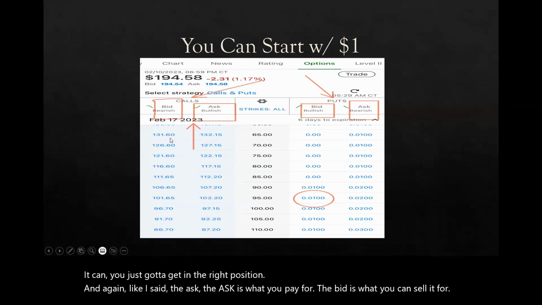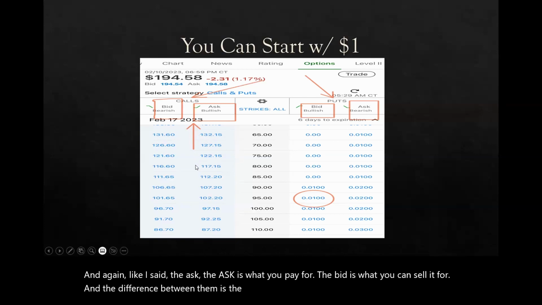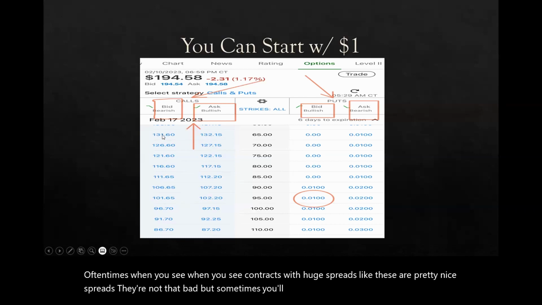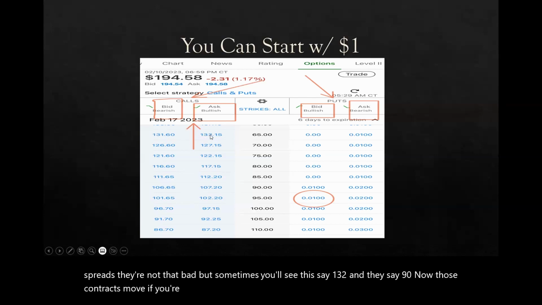And the difference between it is the spread. Oftentimes when you see contracts with huge spreads, like, these are pretty nice spreads. They're not that bad. But sometimes you'll see this say 132 and this say 90. Now, those contracts move if you're in the right position. But buddy, if you're in the wrong position, you're going to be down real quick. But that's just kind of giving.